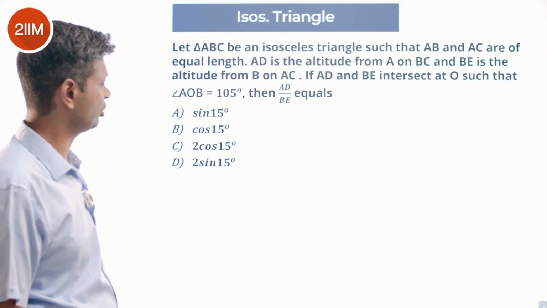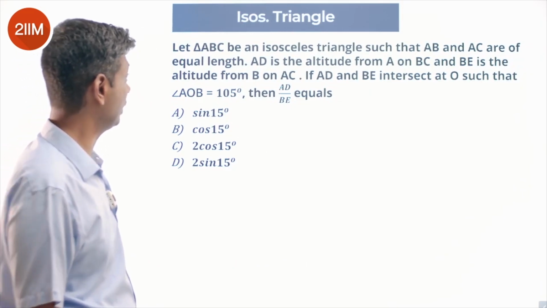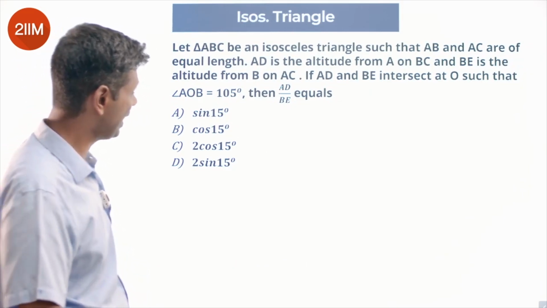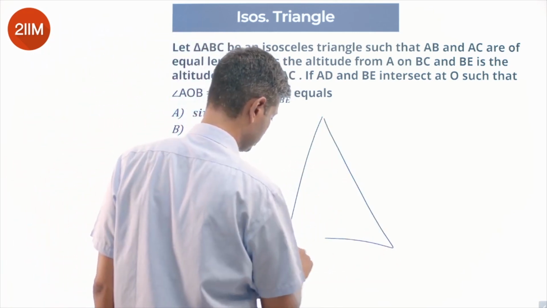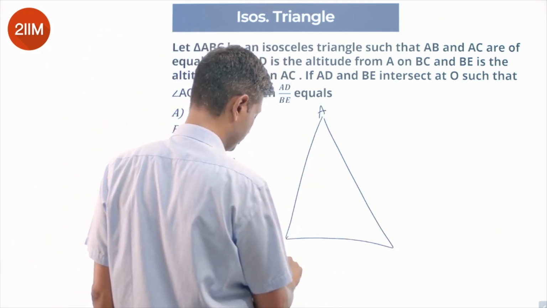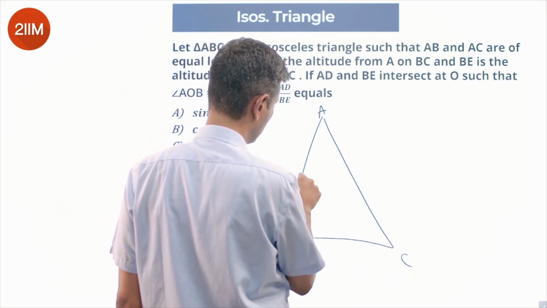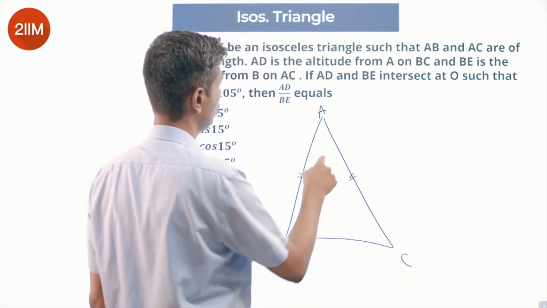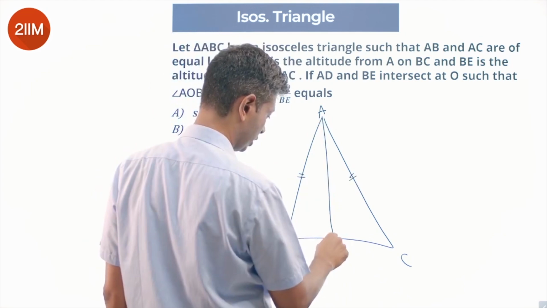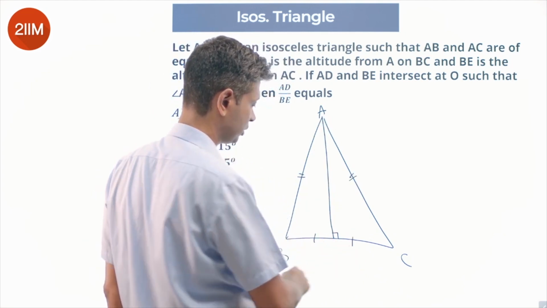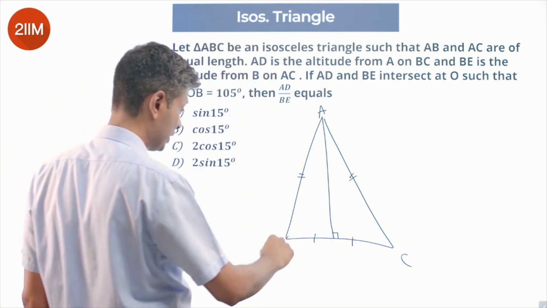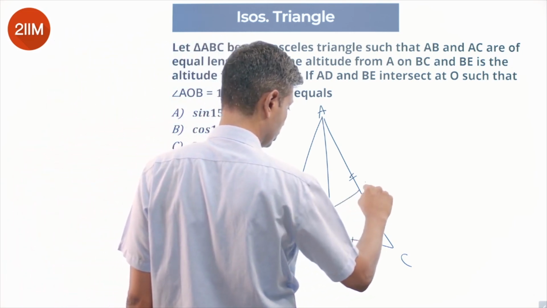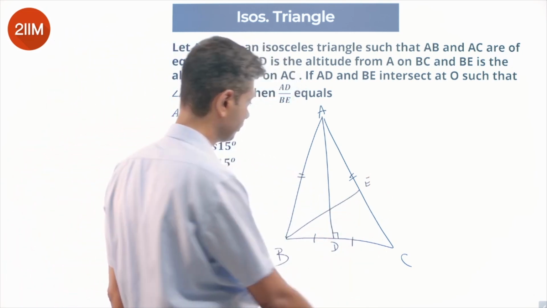Triangle ABC is an isosceles triangle such that AB and AC are of equal length. AD is the altitude from A on BC, BE is the altitude from B on AC. Okay, nice. ABC, AB equal to AC. AD is the altitude from A on BC. Okay, nice. These two should be equal because it's an isosceles triangle, congruence we can prove. BE is the altitude from B on AC. So this is E, this is D.